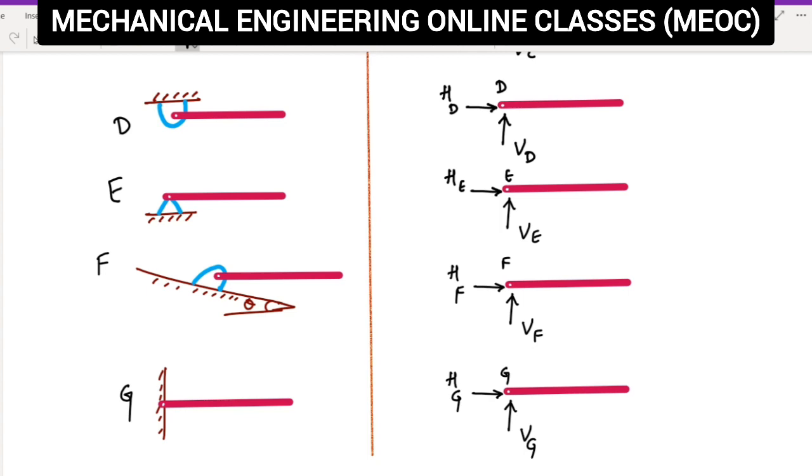We will just split that into two components. One is horizontal and the other is vertical. We will find only HF and VF. From there we can find RF.